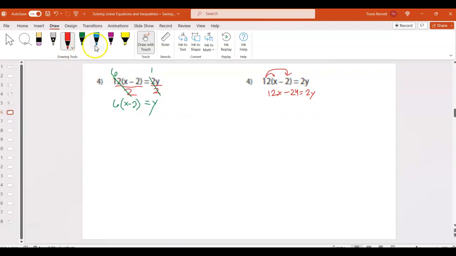Now, watch what happens over here. When we distribute 6 times x, we get 6x. And 6 times -2 is -12 equals y. And there's our final answer.